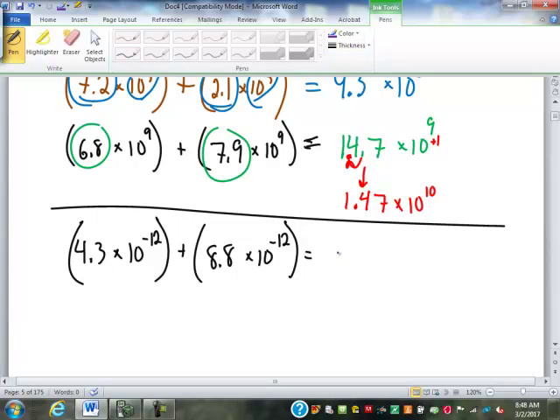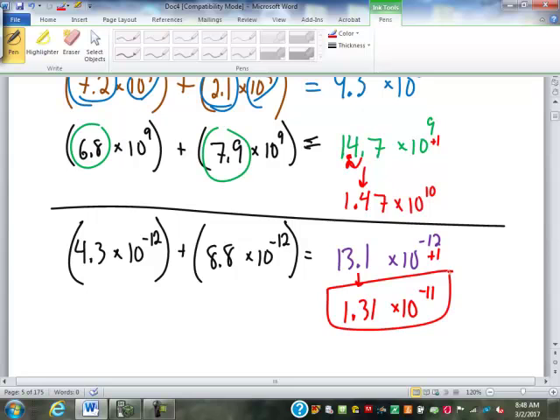So 4.3 plus 8.8 is 15.1 times 10 to the negative 12th. What do we have to do with the decimal point? Got to make this 1.51 times 10 to the negative 11. Good. The number got smaller, so the power gets bigger. Negative 12 plus 1 is negative 11. A lot of people mess up that power with the negatives because they go the wrong way with it.